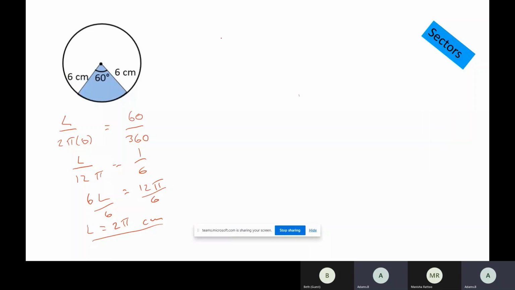And exactly the same for our area of the sector. Area over pi times 6 squared is equal to 60 over 360. So no learning of a formula at all. It's just using a method that's well established and repeated time and time again. A over 36 pi is equal to 1/6. So 6A is equal to 36 pi, divide by 6, divide by 6.